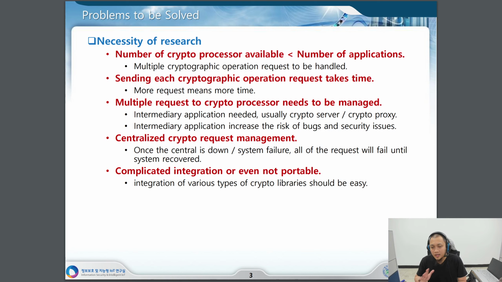Now in centralized crypto request management, once the central point is down, for example, when the crypto server application fails or gets compromised, all of the requests will fail until the system is recovered. Another problem is the complicated, or even not portable, integration of various types of crypto libraries. Integration should be easy, and we have to make it scalable and portable.